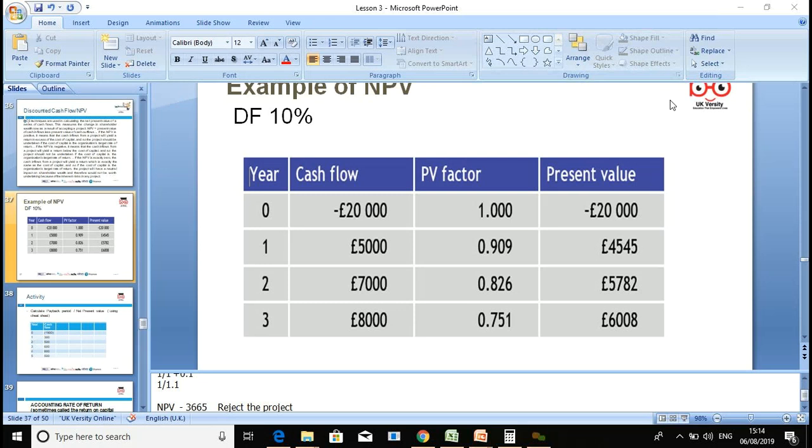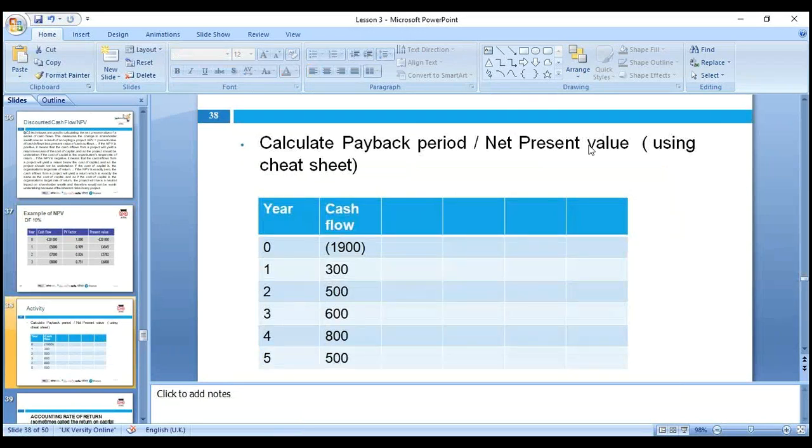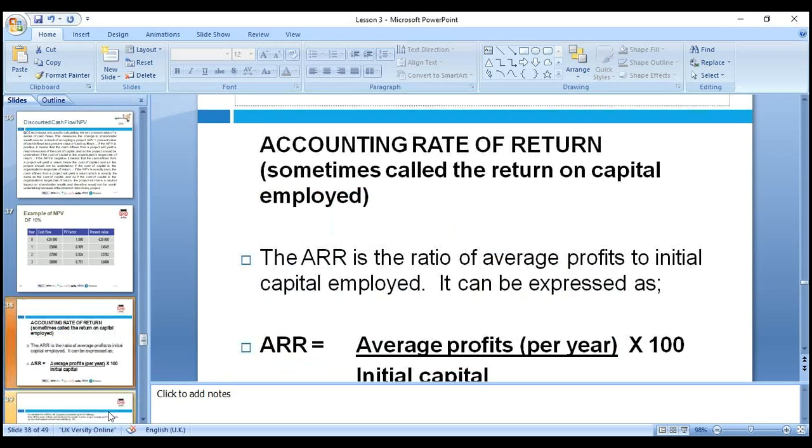If this is positive, we'll accept the project, otherwise we'll reject the project. Any question? No. Okay, so that is called investment appraisal. NPV is called the net present value method, okay?